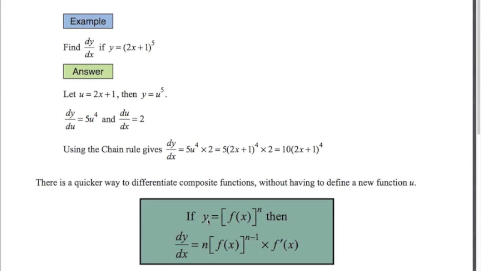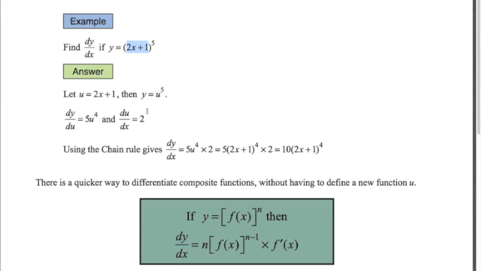What we're looking at here is a much faster way of getting the derivative. So what I've done is define a new variable u and said that's 2x plus 1. So u is this part here. And then y is now u to the power of 5. Now I'm going to use the chain rule. I'm going to do the derivative of both of these.